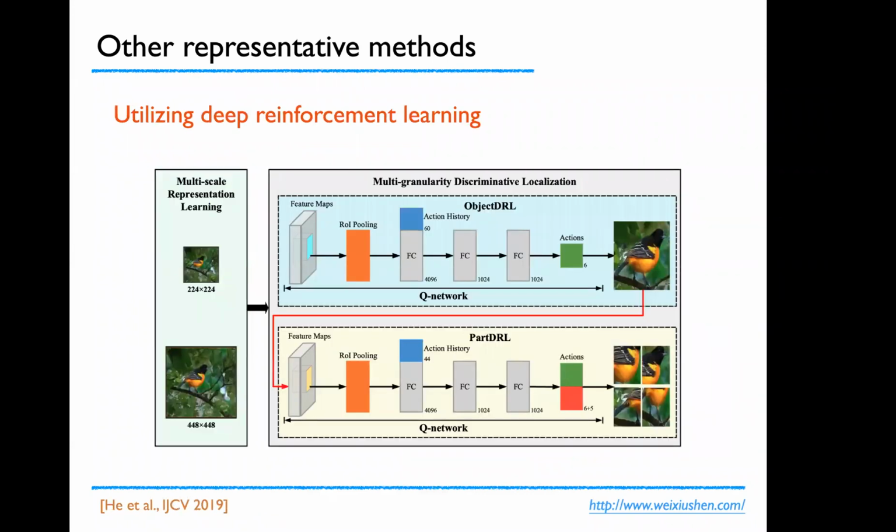And for some other methods using deep reinforcement learning, He et al. was the first to utilize deep reinforcement learning. This work aims to capture both the object and part level, as multi-granularity discriminative localization and multi-scale representations, using their tolerant reward functions.